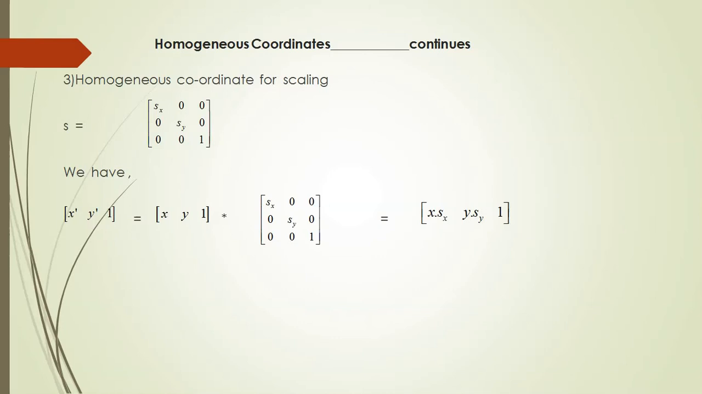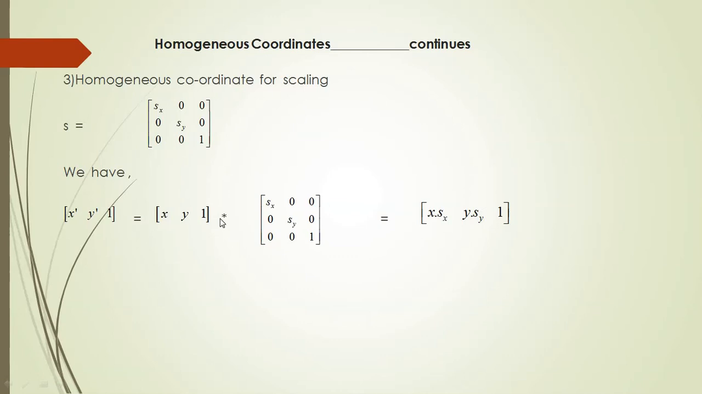In this we have to calculate x dash y dash 1, which is our old coordinate x y 1 multiplied into our scaling matrix, that is Sx 0 0, 0 Sy 0, 0 0 1, and by calculating this we get the answer x into Sx, y into Sy and 1. Here this row is multiplied into this column, x into Sx plus y into 0 plus 1 into 0, that is the coordinate x into Sx.